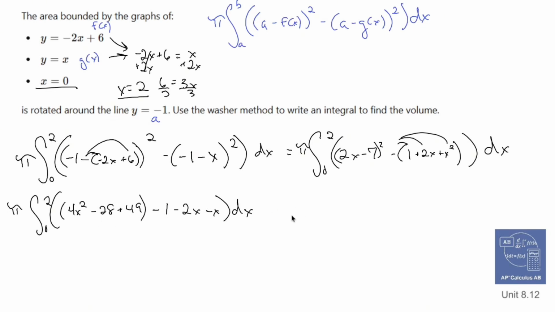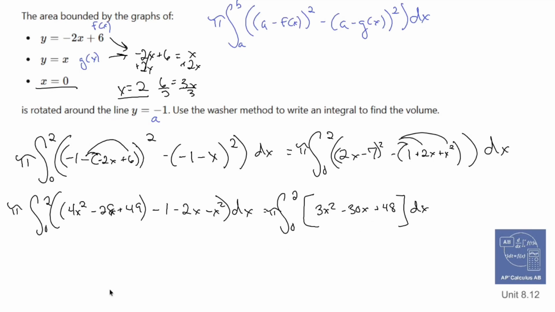So we could still do a lot of combining before we even integrate. So 0 to 2 is still there. Pi is still there. Can't forget that. 4x squared minus x squared is 3x squared. Negative 28x minus 2x is negative 30x. And then 49 minus 1 is 48.